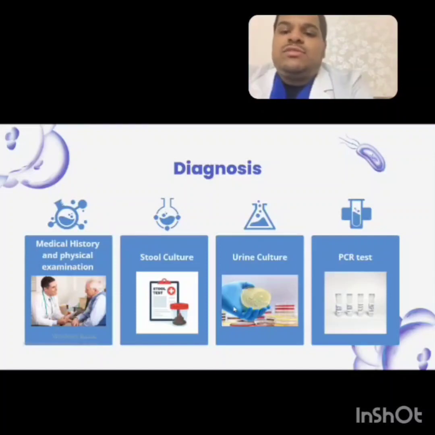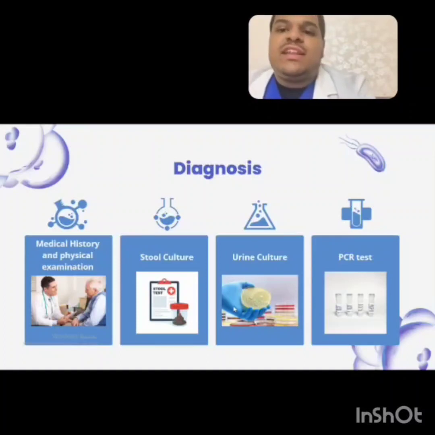The second one is the stool test. The stool test is a lab test that involves analyzing a sample of your stool to detect the presence of E. coli bacteria. During the test, a small stool sample is collected and sent to the lab for analysis. They will identify and characterize the bacteria, which can help determine, for example, if it's a pathogenic strain of the E. coli.